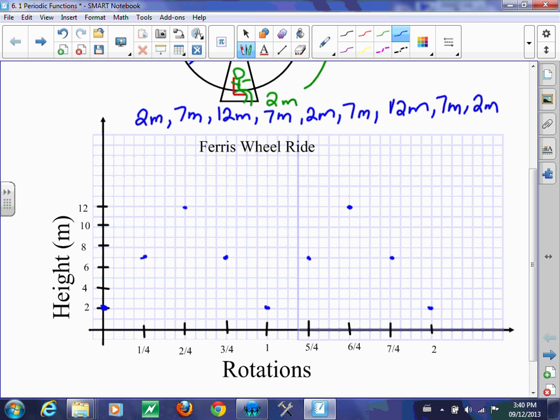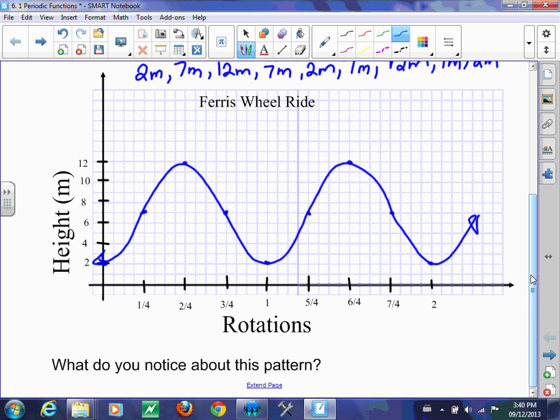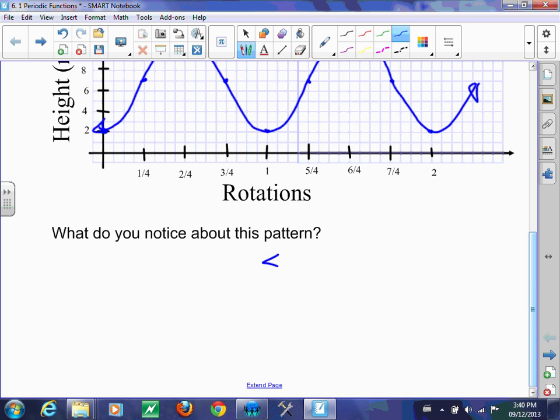What we want to do is notice that if I join the dots in a smooth curve, this is called a periodic function. A periodic function is something that repeats and continues as we go left to right. So the question says, what do we notice about this pattern? We notice that it repeats itself, and we notice that there's some symmetry.